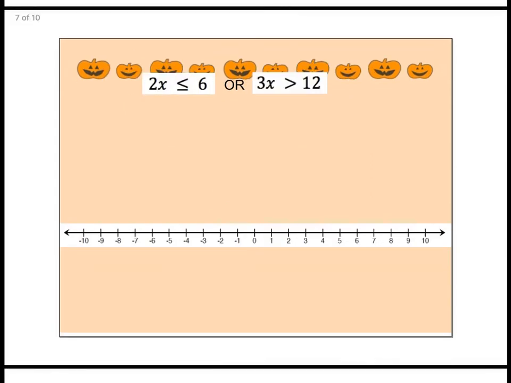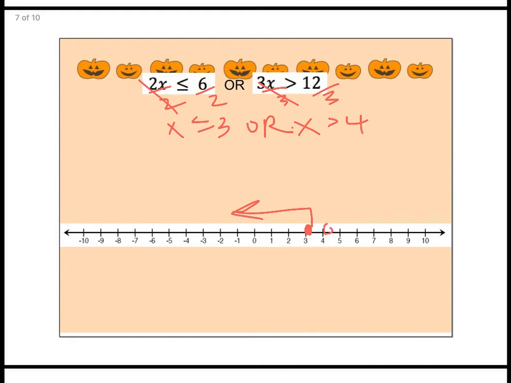Okay, again, this is another OR. We know because the OR is in there. So I'm going to solve each. I've got to divide by 2. I get x is less than or equal to 3. Divide my next one by 3. And I get x is greater than 4. So I get x is less than or equal to 3 or x is greater than 4. So less than or equal to 3 is going to be a shaded in dot. Less than or equal to, or x is greater than 4.